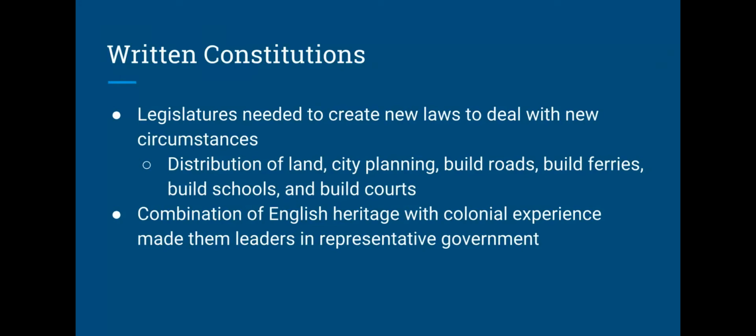And it really makes them the leaders in representative government during this time. Around the world, you see monarchies are put in place, but in the United States, you really get a semblance of people being elected and serving as representatives to the colonies.